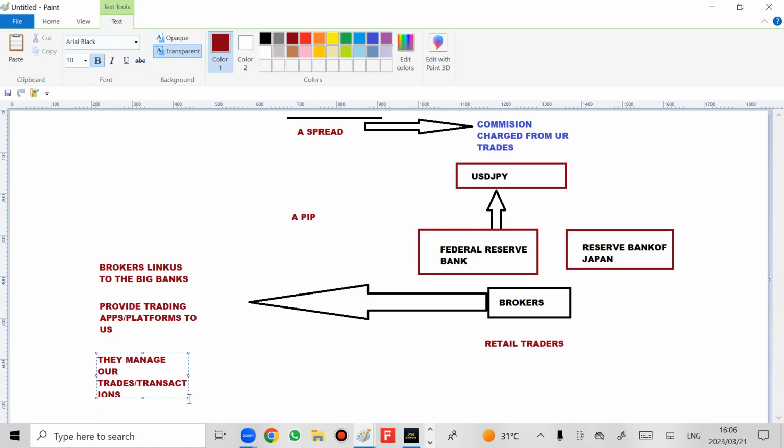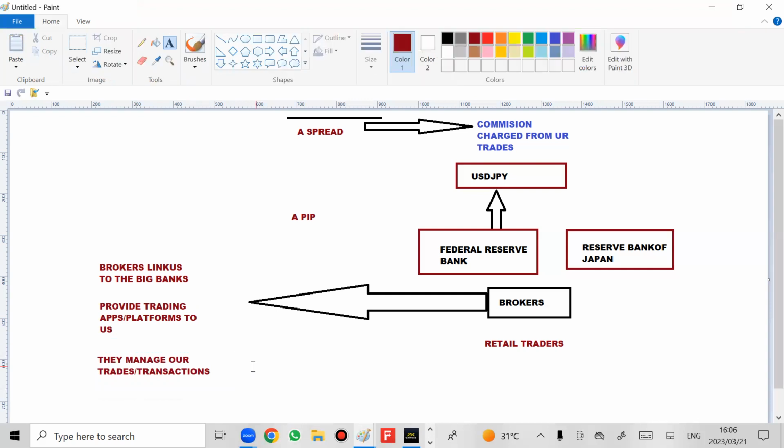The reason why I'm saying the brokers manage our trades or our transactions is that whichever thing we do on our trading platforms, the brokers are always behind it. You cannot trade without them. The brokers are the ones who let the banks know. If you buy this pair, for example USD/JPY, the broker is going to inform the bank that this person has bought this pair.